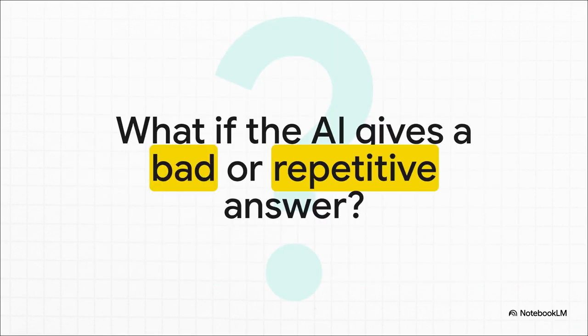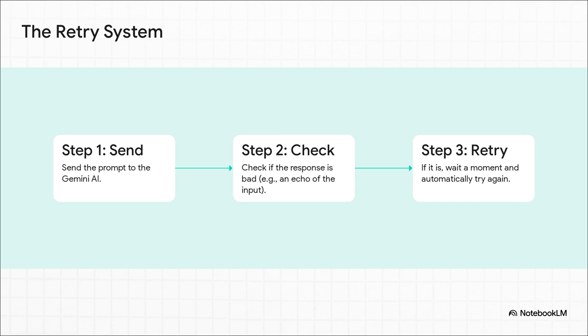Okay, but AI isn't perfect, right? We've all seen it. Sometimes a model might just get stuck and echo what you said, or it might give a totally nonsensical answer. So, how does a simple project like this handle that problem? The answer is actually super elegant and simple. There's this little function called generate with retry. It sends the prompt to Gemini, then it takes a look at the response. If it's junk, like if the AI is just repeating the input, the function basically says nope, waits a couple seconds, and just tries again. It's a simple fix that makes the chatbot feel way more robust without needing a ton of complicated code.